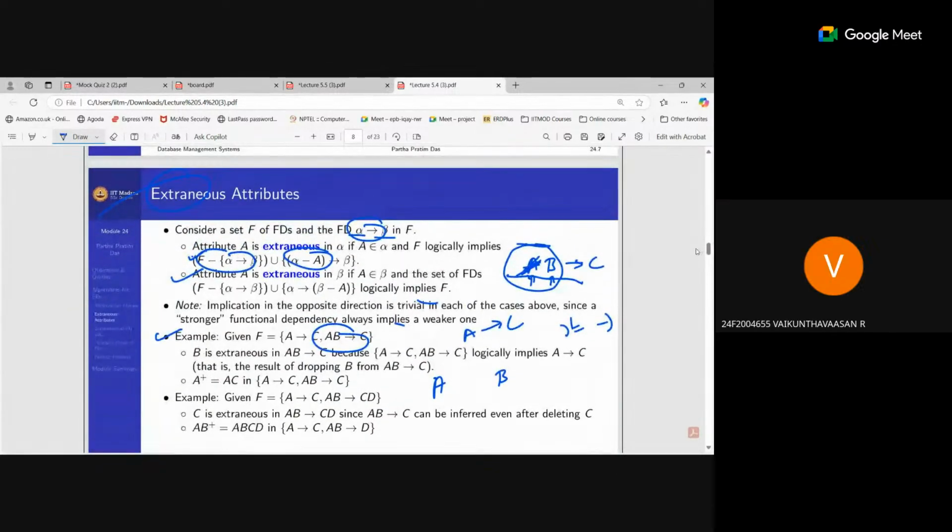So in the previous example, A to C, A B to C, we can remove that A in the second one, right? Why are we removing B? No, we cannot remove A here. If I remove A, then this will not be the correct one. Now B determines C, that is not a correct FD here. A B determines C, not B determines C here. So A is not extraneous here.